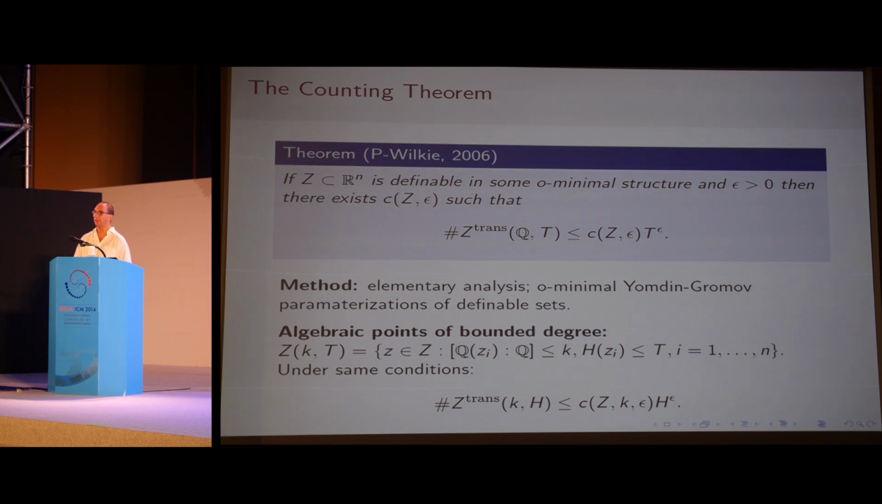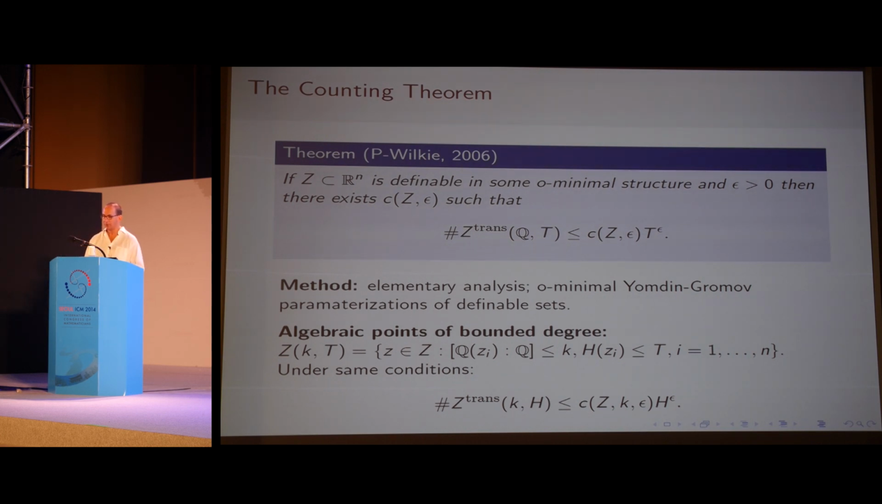So I won't say anything really about the proof of this theorem, except that O-minimality enables the underlying elementary idea to be iterated. And this requires an O-minimal version of a parametrization theorem proved in the algebraic case by Yomdin and Gromov around 1987 for quite different reasons. And the uniformity aspects of these parametrizations are what's crucial.